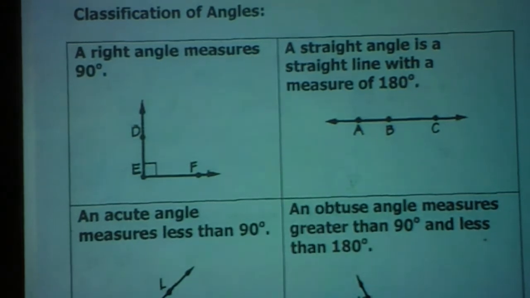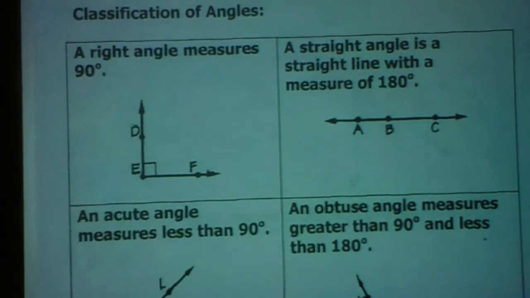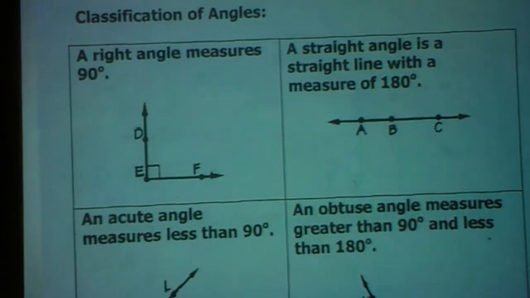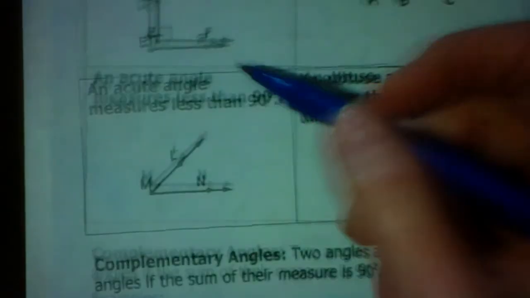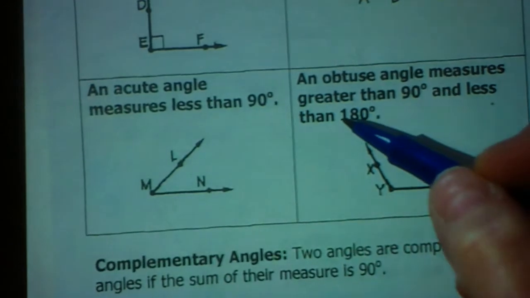If you're following along in your book, we're on pages 466 through 467. You need a pencil and your note sheet in front of you. Let's get moving. The first thing you need to know is how to classify angles. I'm sure you've heard a lot of this before, but I'll refresh your memories.